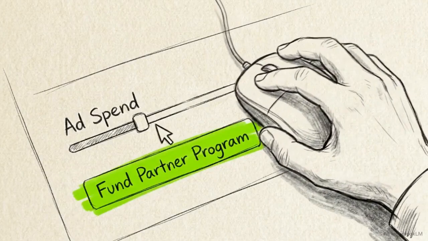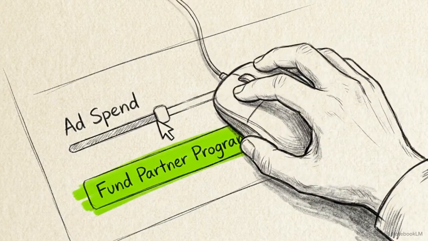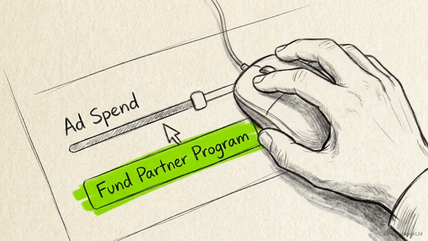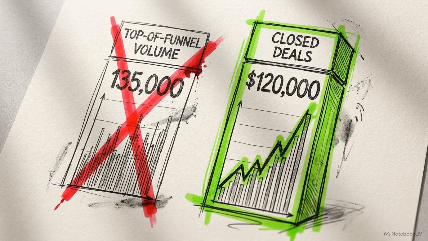The required action is clear. Redirect ad spend away from the high-volume channel and allocate those resources to the partner referral program. Evaluating marketing performance on a cost-per-lead basis obscures reality. Tracking the cost per opportunity reveals the true drivers of revenue.